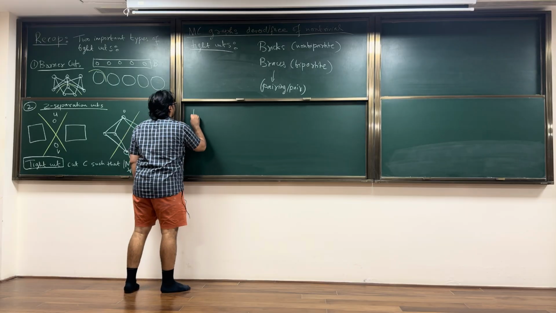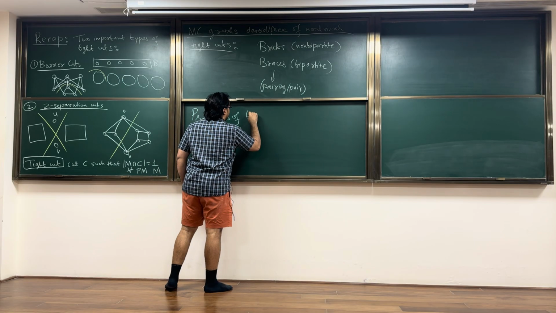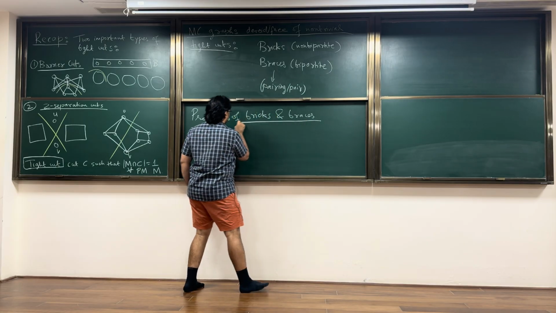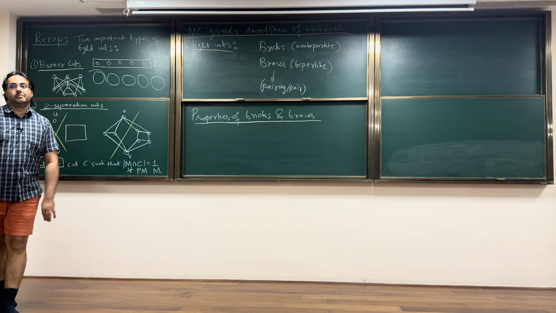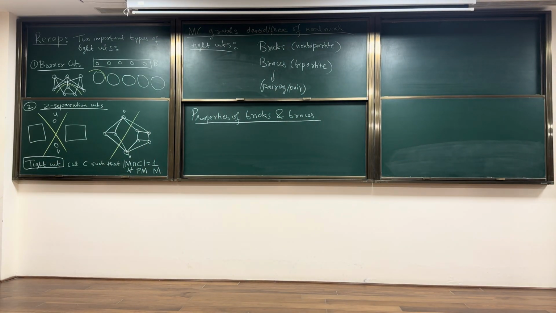So let's try to figure out some properties of bricks and braces based on our earlier discussion. So can you all think about it? Any non-trivial barrier, any or some of them at least, would give you a non-trivial tight cut. Not always, but you need some condition. And if you have a two separation, then definitely you will get a non-trivial tight cut. Right? The way we define two separation cut, it is always non-trivial. So let's look at that first.